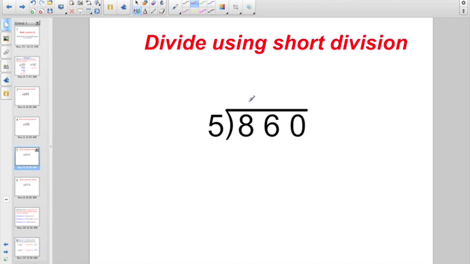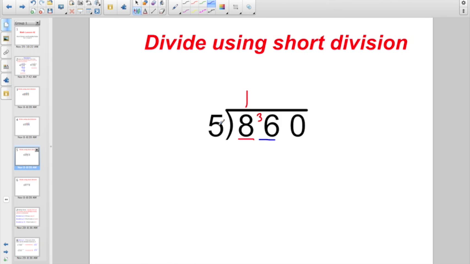Hold on, we got a couple more coming at you. Take a look at this one. Again, 860 divided by 5. I'm going to start right here with the 8. 8 divided by 5 sounds like it goes in there 1 whole time. Multiply back and subtract in your head. Well, 1 times 5 is 5. 8 minus 5, that's 3. On to the next digit now.